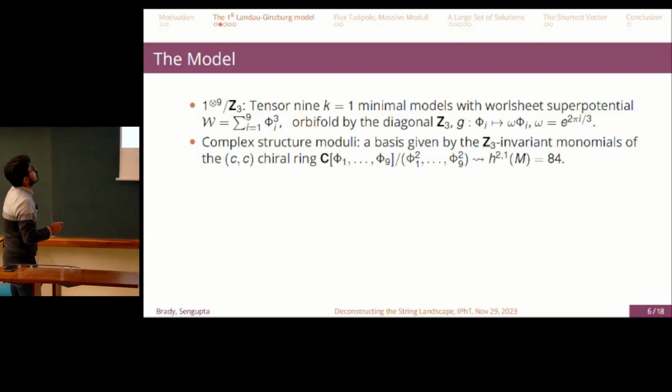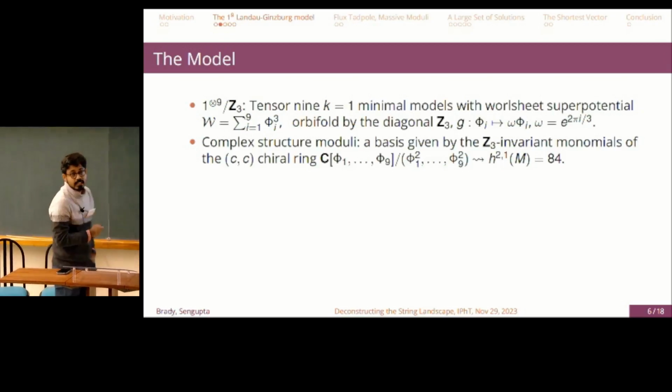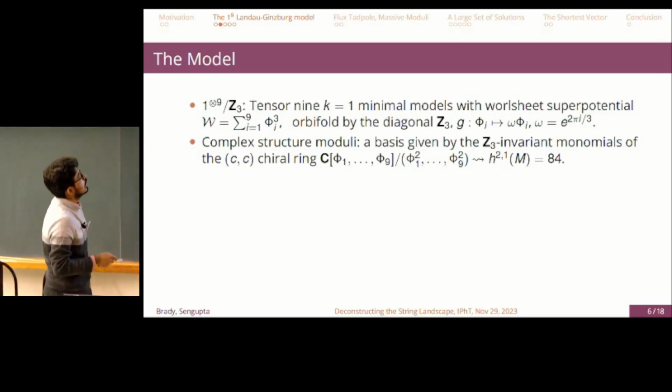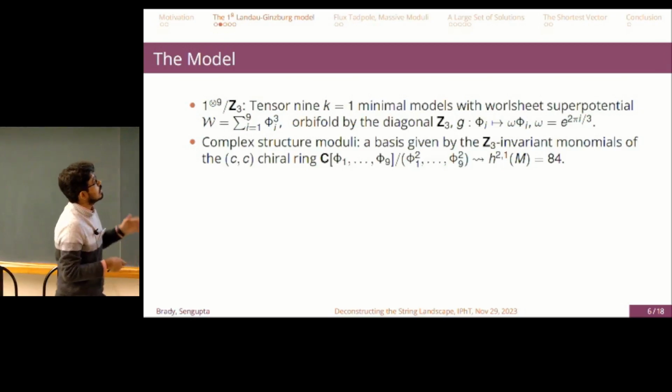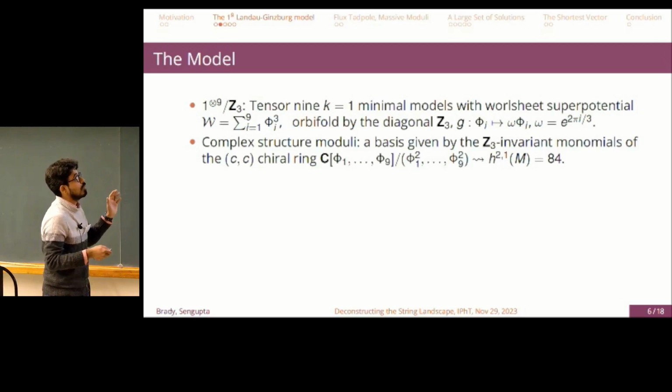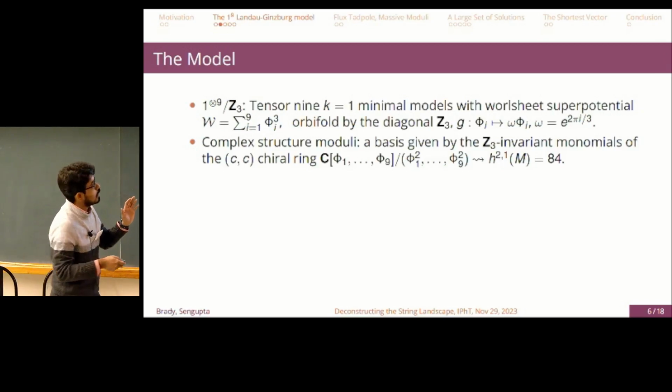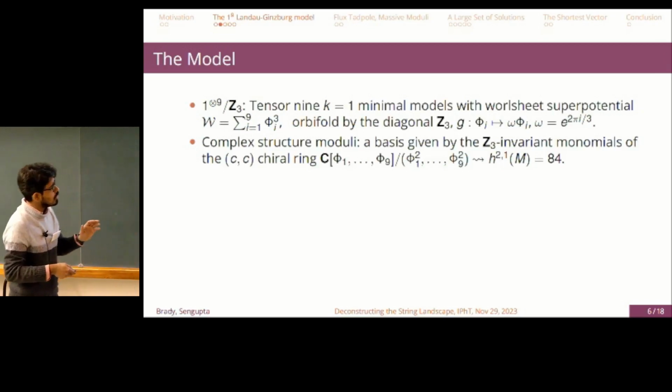So how do you count how many complex structure moduli and Kähler moduli this model has? Well, essentially, since the internal manifold here is non-geometric, you cannot simply count how many cocycles or cycles you have. So you have to give a CFT description.